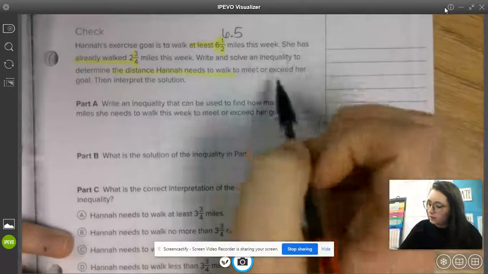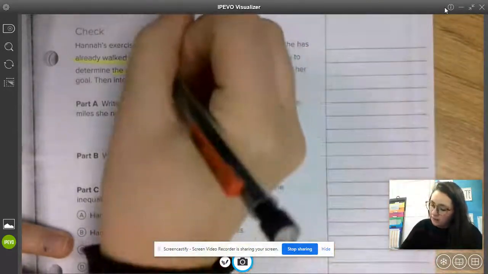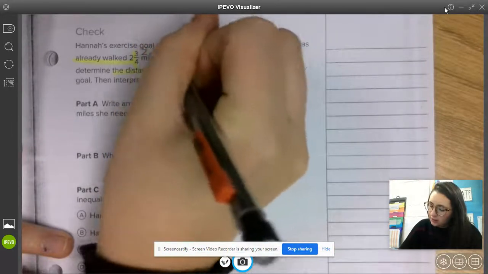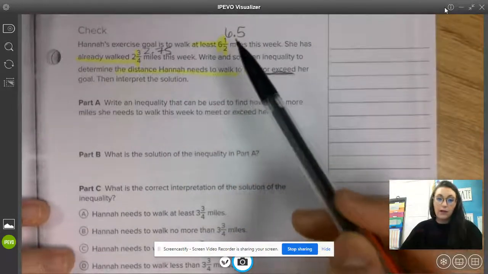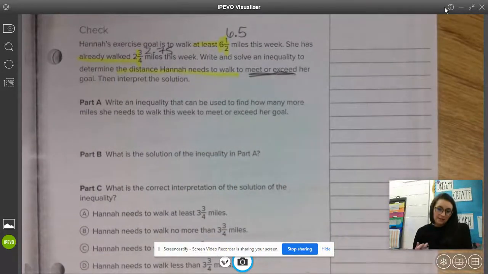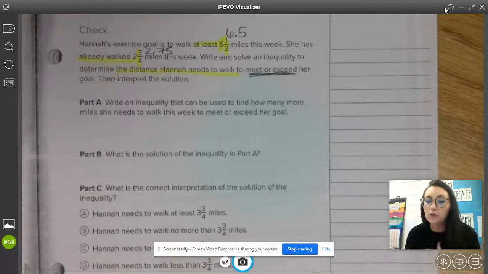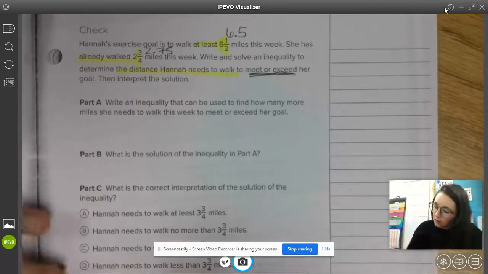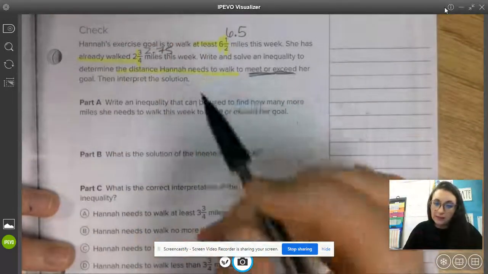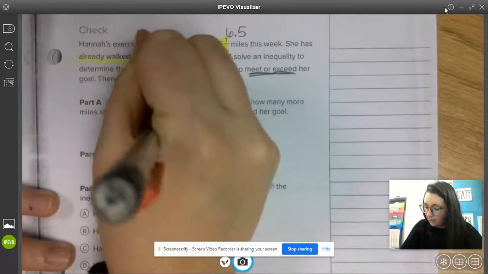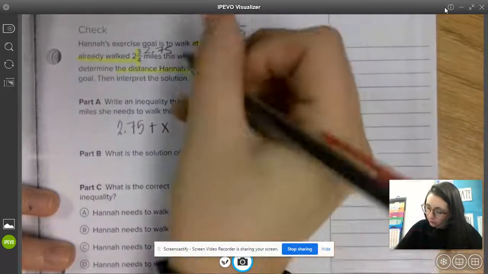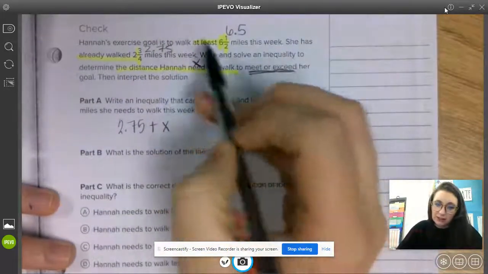And I want to focus on meet or exceed for just a minute. And I'm going to change this here. So Hannah wants to walk 6.5 miles this week. She's already walked 2.75. We're going to write an inequality that demonstrates how much more she's going to need to walk. So I'm going to start with what she's already done, this 2.75. I'm going to add to it what we don't know, the distance that she needs to walk.